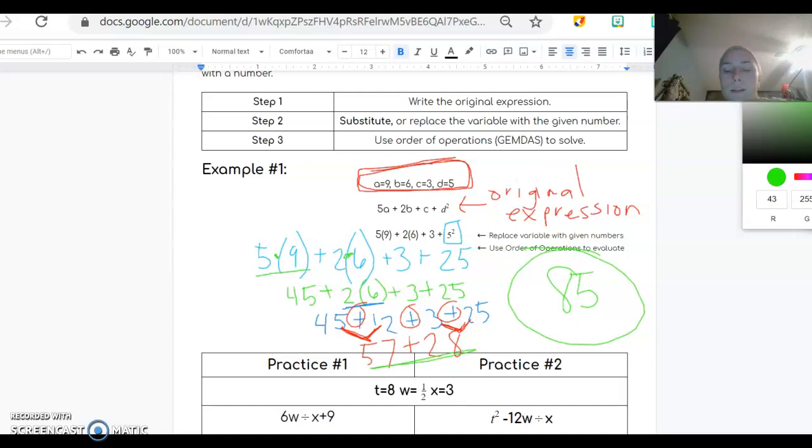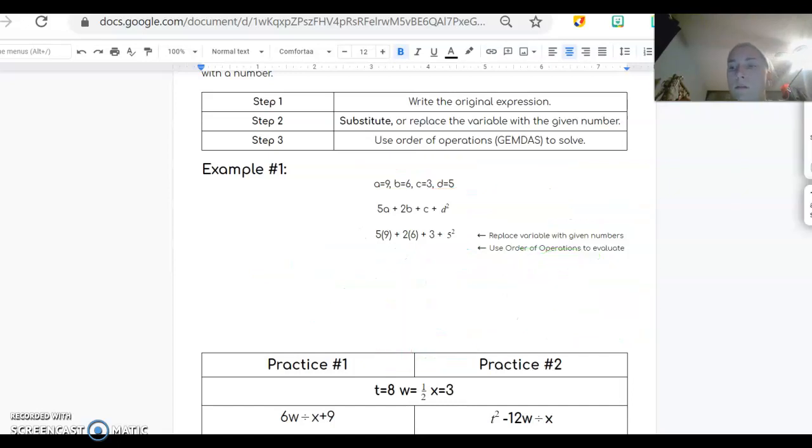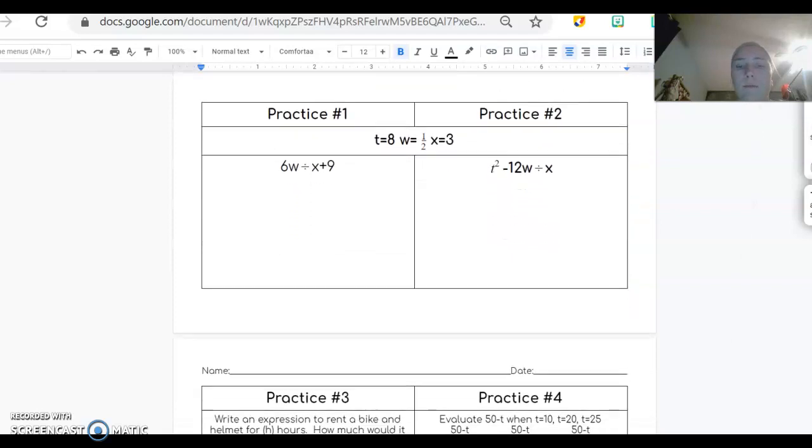I'm going to do 2 more examples with you guys, and then I'm going to kind of set you loose. All right, so the first one we're going to do together is down here, practice number 1.